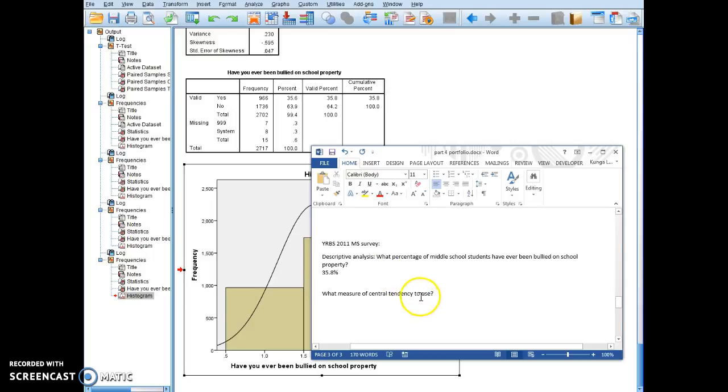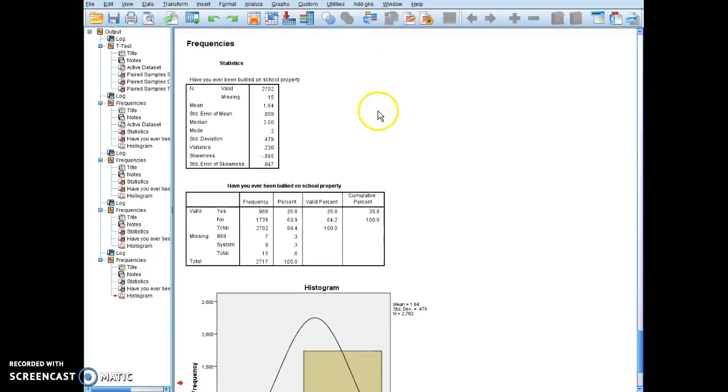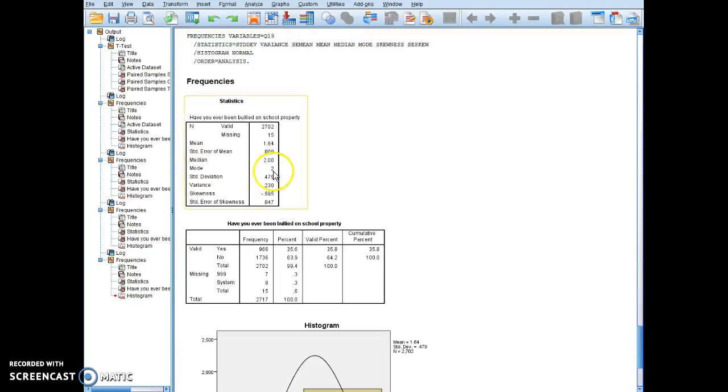For a nominal variable, the best measure of central tendency to use is mode, because mode looks at the frequency in which the data occurs. So the highest frequency is the mode. And if you go up here, you can see that the mode is number 2.